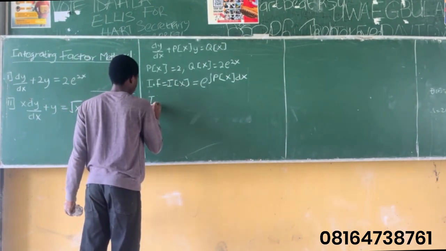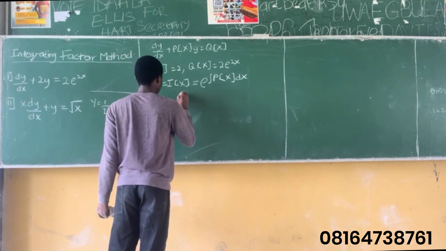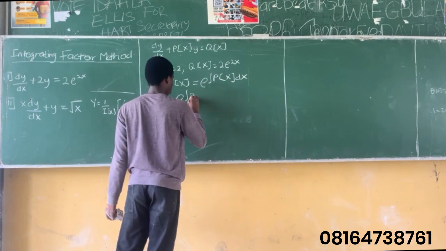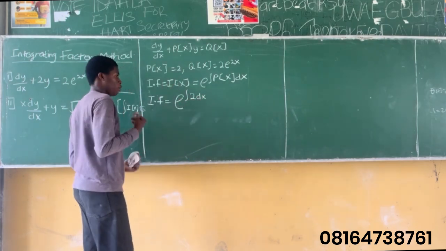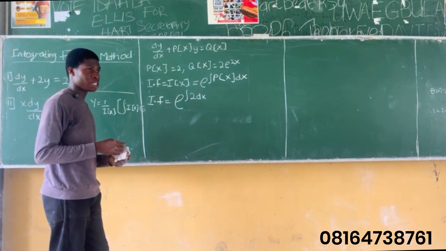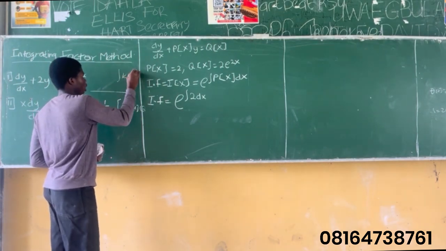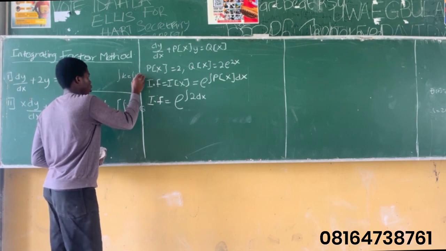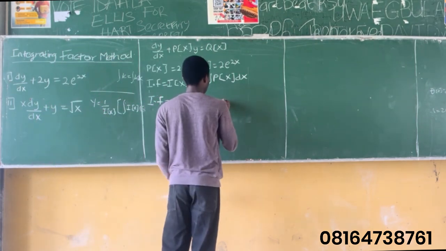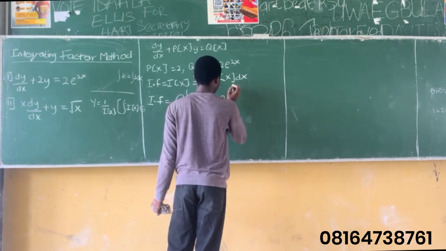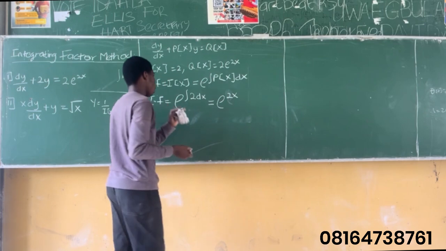So I of x is e raised to the integral of 2 dx. If you integrate a constant 2, it's going to be 2x. So if you integrate a constant k, it's going to be kx. So now we are going to be working with that idea. It's going to be e raised to, okay, we are integrating right now, this 2x. So that is our I of x.